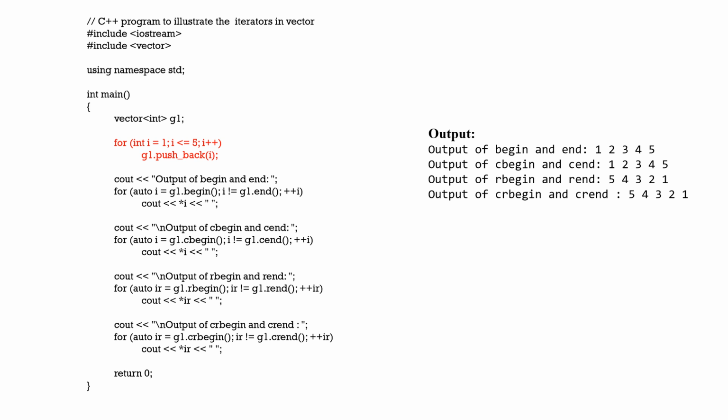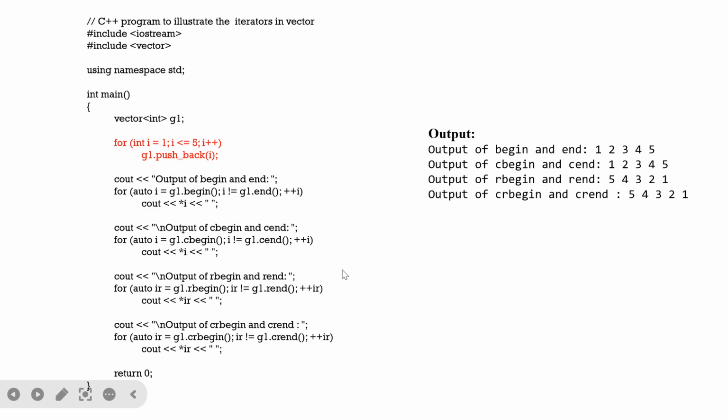Then it prints the output of begin and end to indicate the start of printing the elements of g1. Next is cbegin and cend. They start another loop using the constant iterators cbegin and cend. These iterators are constant, meaning that they cannot modify the elements of the vector. It prints each element again with this constant iterator. So again we get the answer 1, 2, 3, 4, 5.